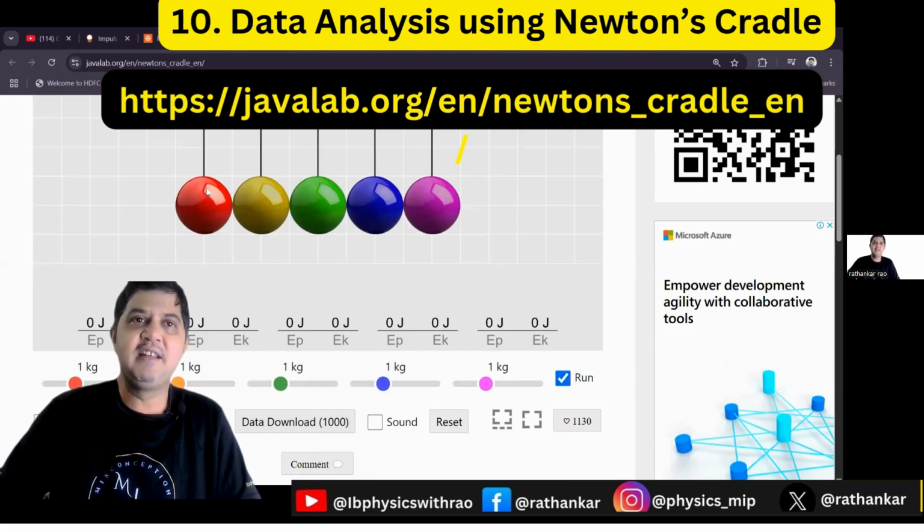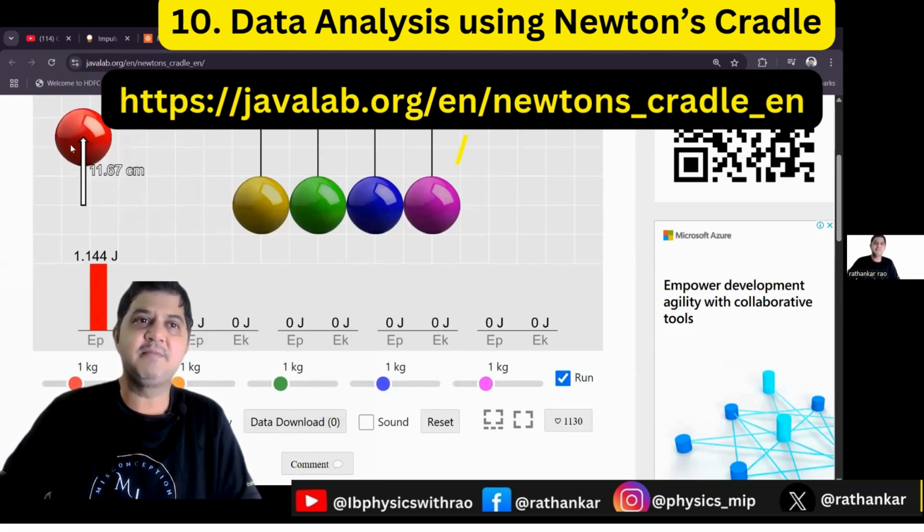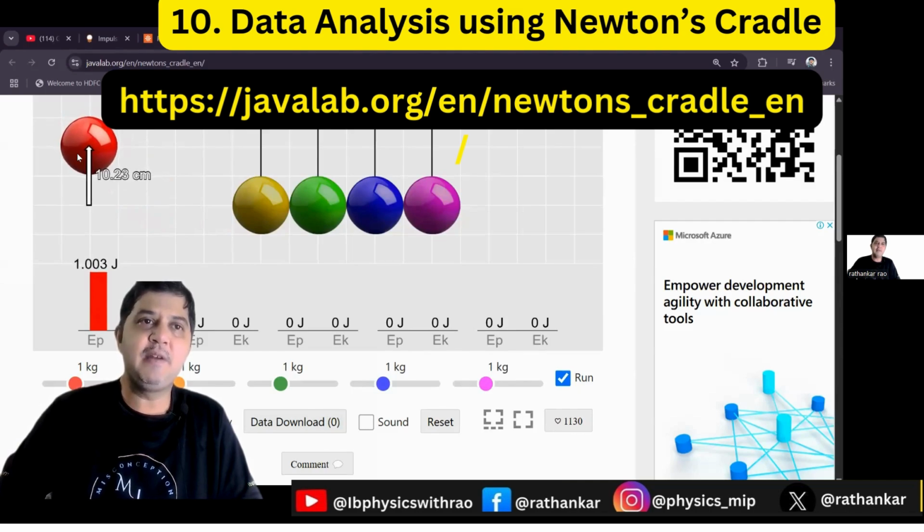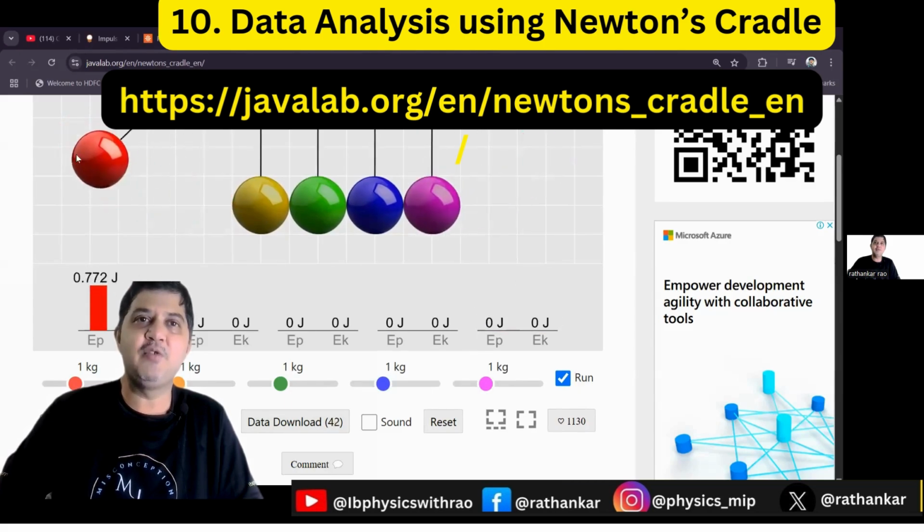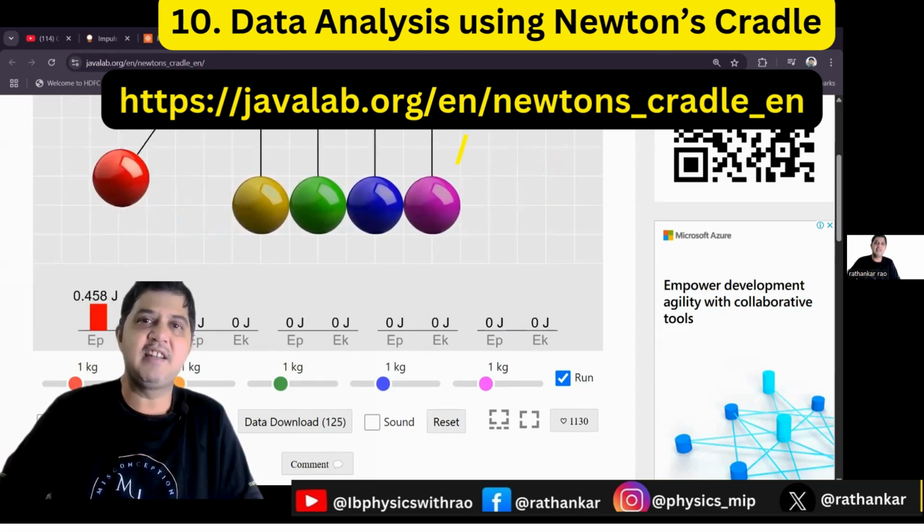Let me pull this to a certain height. Keep it at 1 joule. By adjusting this, I'm adjusting the height and keeping the potential energy around 1 joule. Okay, let me keep it here. Now what's happening over here? The potential energy started dropping, kinetic energy started increasing, and then that also dropped. There was a sharing between these two.